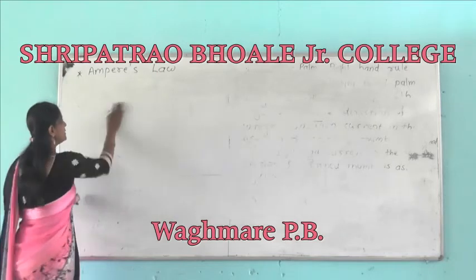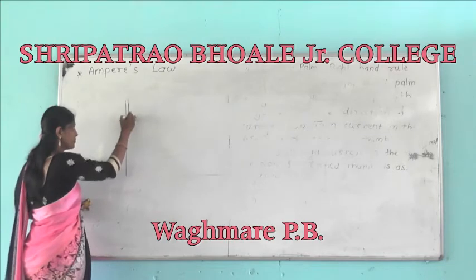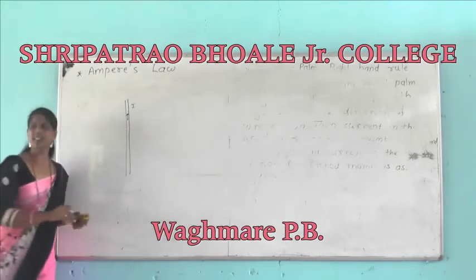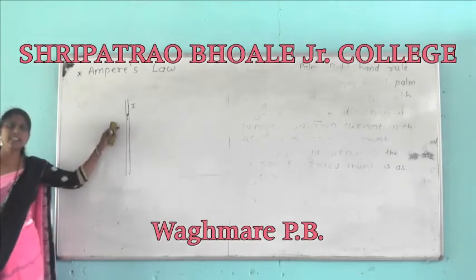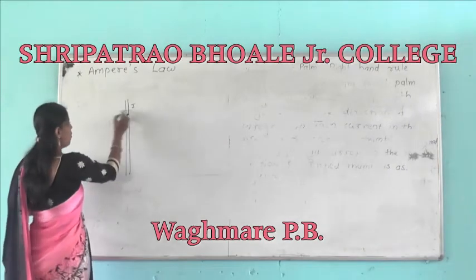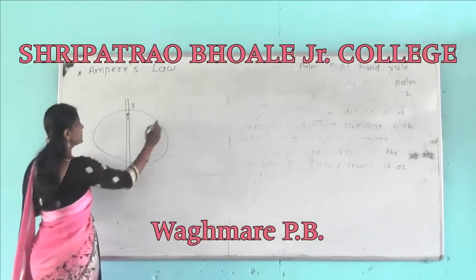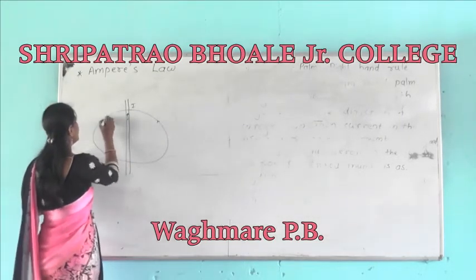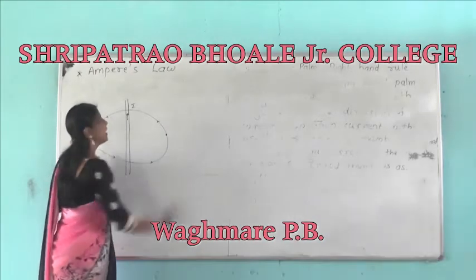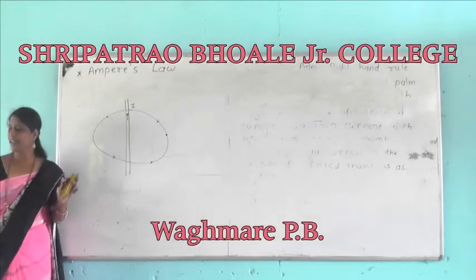Now, consider a straight wire. I is the current passing through this wire. Now, consider an Ampere loop around this wire. This is the direction of the loop. Now consider a point here where we have to find the magnetic field.